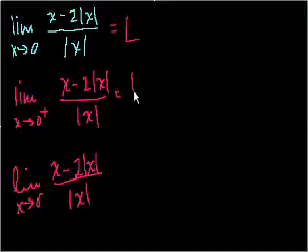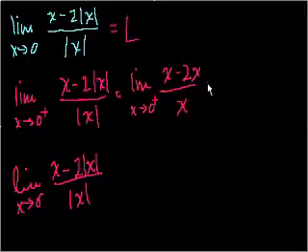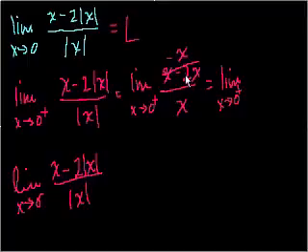So how can we simplify this as x approaches 0 from the positive side? If we know we're approaching 0 from the positive side, what do we know about x? We know that x is positive, it's approaching from the right. So we can get rid of these absolute value signs. We just get x minus 2x over x. That's minus x over x, which is minus 1. So the limit as x approaches 0 from the positive side is just minus 1.